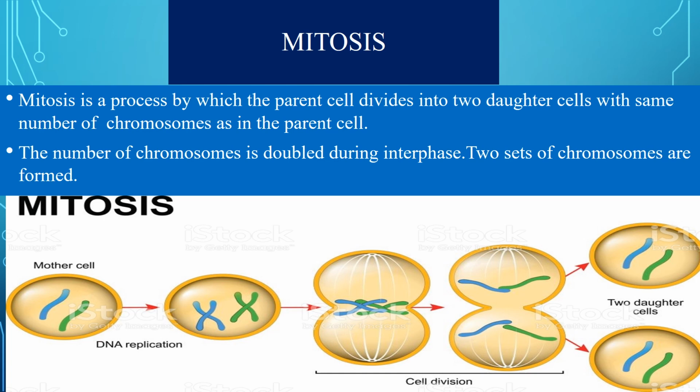The number of the chromosomes is double during the interphase. So if the parent cell is giving the same numbers to the two daughter cells, then that means in between there is a stage when the chromosome number is duplicated, and that is known as the interphase. The number of the chromosomes is double during the interphase. Two sets of chromosomes are formed.